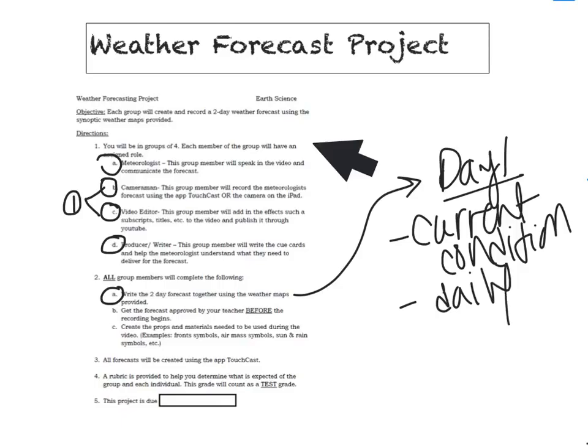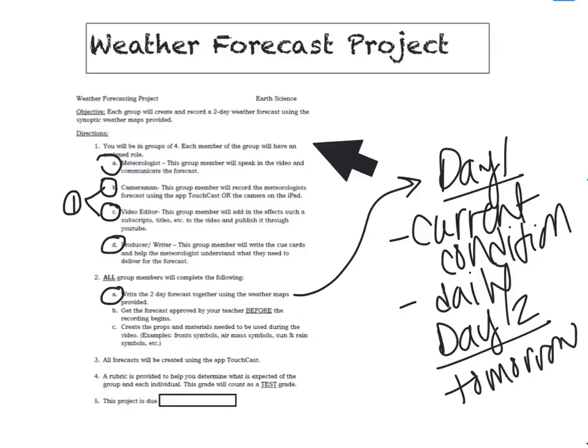And then you are going to make some inferences about what direction that front or that low pressure system will be moving and what will be tomorrow's forecast. That's what you are working on. What are the current conditions? What's going to happen today for that city? And then what will be tomorrow's forecast? That's what your 2-day forecast should entail.